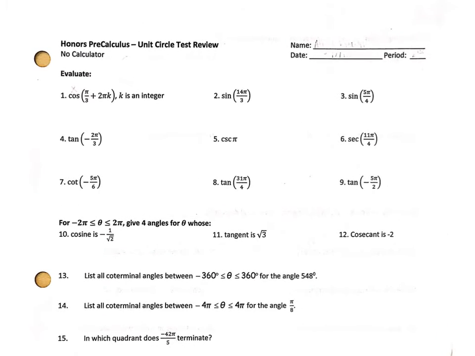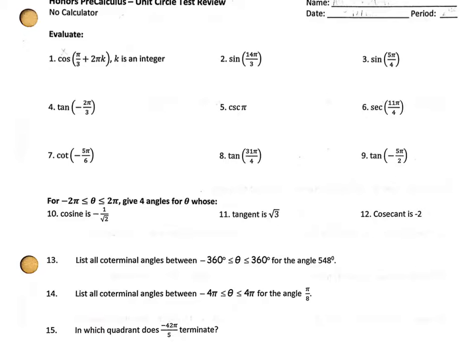In this video, we will review the main concepts of the unit circle. So we're going to start with 1 through 9. I'm going to pick some numbers and we'll do them together. So let's look at number 1.